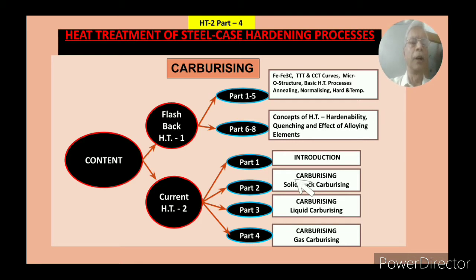In the current series, heat treatment 2, I have produced 3 videos till now. Part 1 was introductory, part 2 was on solid or pack carburizing, part 3 on liquid carburizing, and this current video, part 4, is on gas carburizing. So covering carburizing, I have covered solid, liquid, and I will be covering gas carburizing. Let's see the coverage.